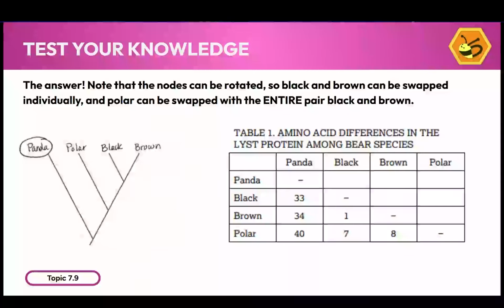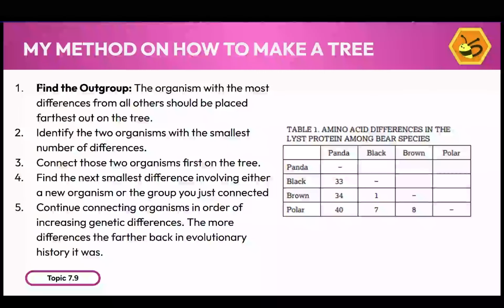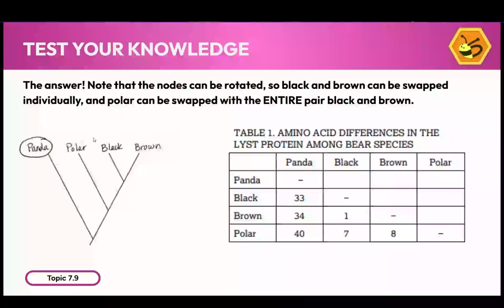So let me go over how to solve this again. The reason this method works is that you're finding the outgroup first, and then you're consistently finding the one with the smallest differences, then the second smallest differences, and just keep going down from there. As you can see, between black and brown bear there's only one difference, so that's why they're at the top. Then between polar and black bear, that's 7, so that's why they're next. And then panda bear is the outgroup, and that's why it's on the base.